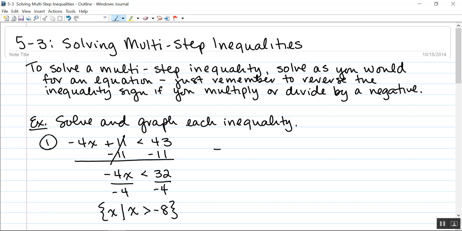And to graph that, negative 9, negative 8, negative 7, and x is greater than negative 8.